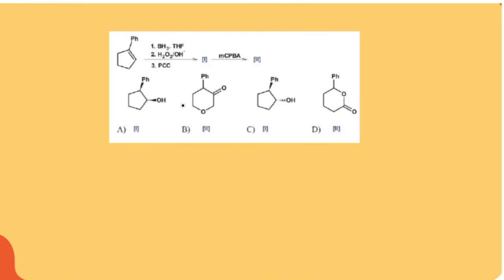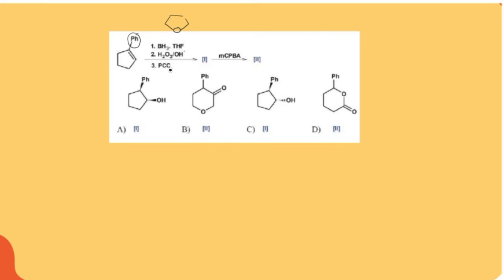First, observe the reaction conditions. The given reactant is an alkene, but it is unsymmetrical because there is a phenyl group attached over here. When this is treated with borane in THF, THF stands for tetrahydrofuran. This is an aprotic polar solvent. Then the second reaction condition is hydrogen peroxide in alkaline medium. The third reaction condition is PCC, that means pyridinium chlorochromate.